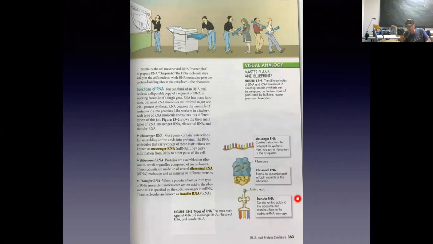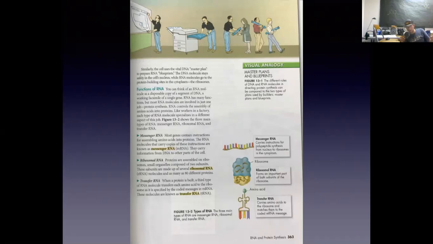Finally, the third key player here is transfer RNA. So what is the job of transfer RNA? Well, it's going to carry what we call amino acids to the ribosome and match them to the coded mRNA message. And they're perhaps my favorite type of RNA because they have such a cool job of recognizing the sequence of nucleotides on messenger RNA and matching up with these sequences of nucleotides, and then also bringing in amino acid.